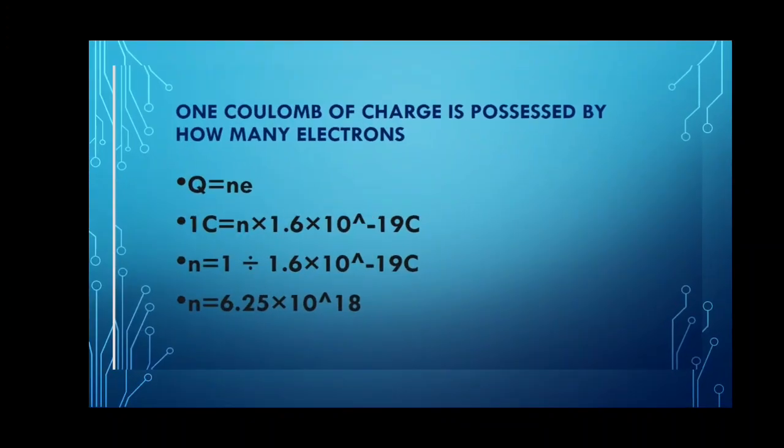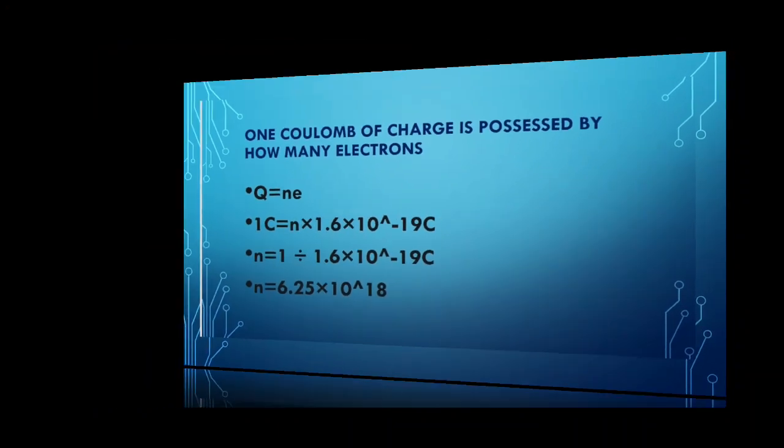If the value of E is 1.6 into 10 to the power of minus 19 coulomb, then how many electrons possess 1 coulomb of charge? We can calculate that easily with the formula Q equals N into E. 1 coulomb equals N into 1.6 into 10 to the power of minus 19 coulombs. So N can be given as 1 divided by 1.6 into 10 to the power of minus 19. If you simplify this, you will get N as 6.25 into 10 to the power of 18. So 6.25 into 10 to the power of 18 electrons constitute 1 coulomb of charge.